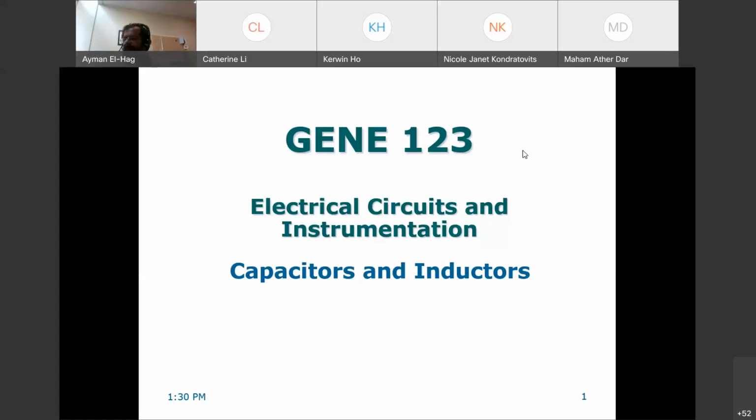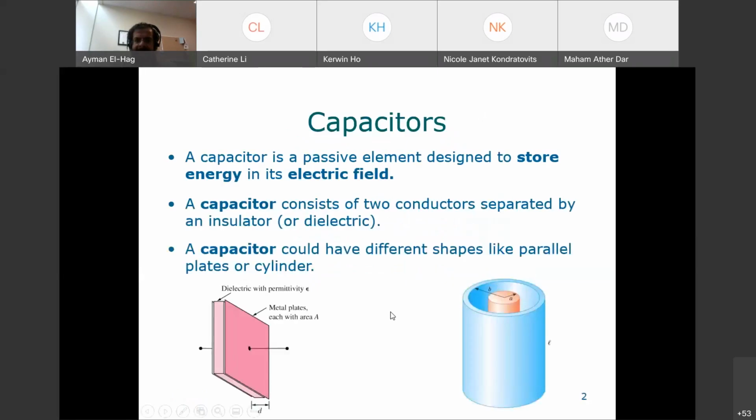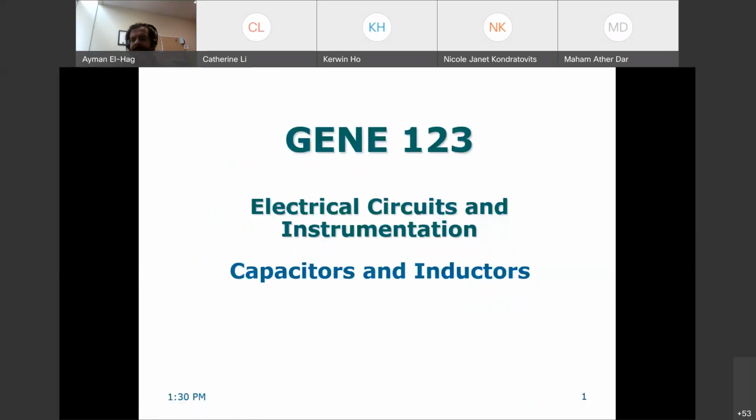Today we will have a new topic, which is capacitors and inductors. We will start by talking about the capacitors, and then we will talk about the inductor. Now, why is this topic important and what is its relevance in this course?